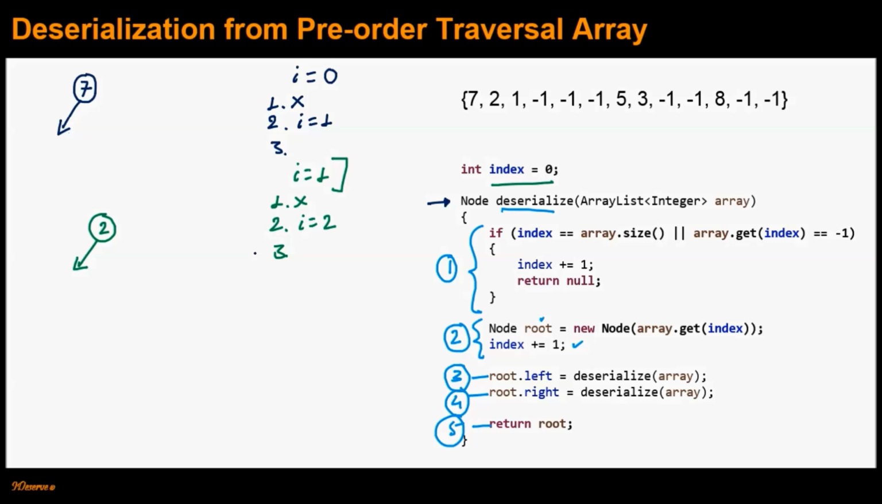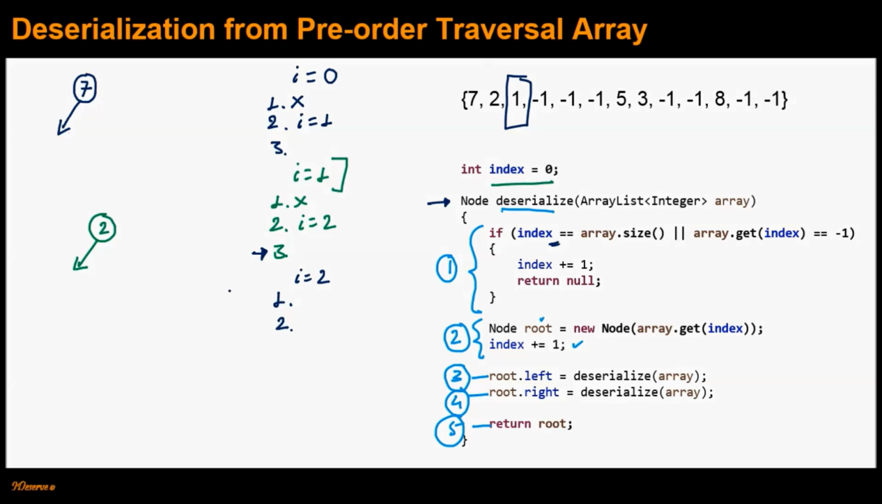Now when we are making a recursive call in the third step, a new call sequence would be started. In this call sequence, value of index or I is equal to 2. Then in the first step, which is the base case, we first check if index is equal to array.size. Index is 2, which is not equal to array.size. Then we check if the element at the current index is equal to -1. Current index is 2, so we are looking at element 1, which is not -1. Therefore, the base case will have no effect.